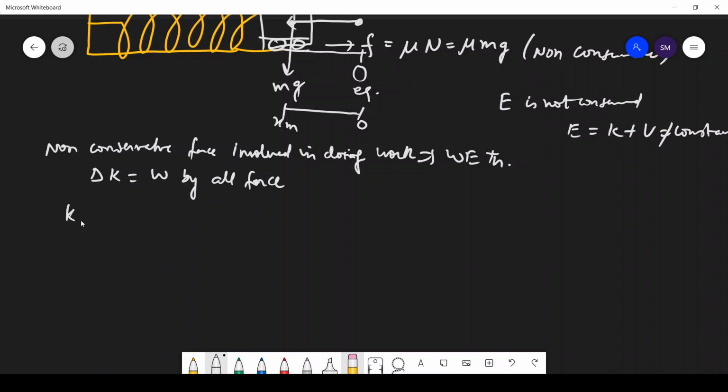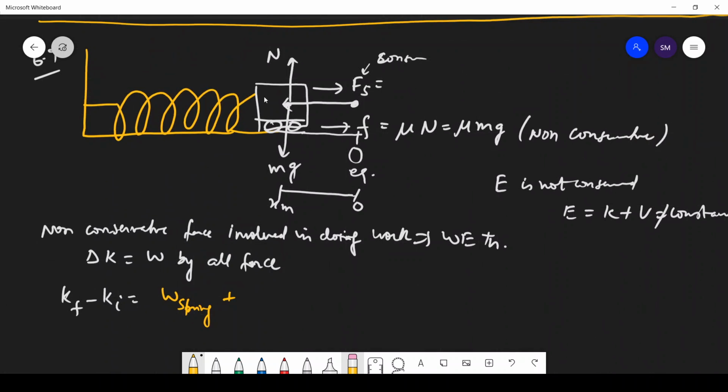So what is the change in kinetic energy? Final minus initial, and that's equal to, what's the work done? Work done by the spring force plus work done by the frictional force, plus work done by the gravitational force, plus work done by the normal force. The work done is in the x direction only; in the y direction there is no work, because those forces exactly cancel each other out.